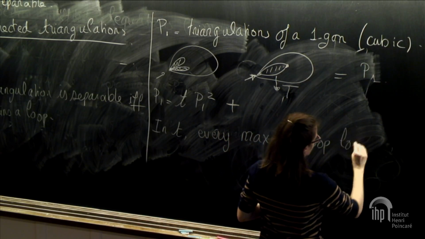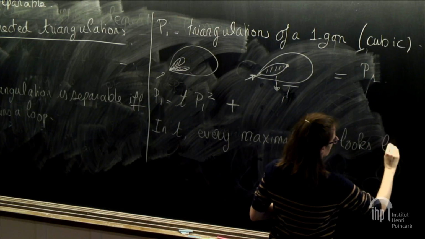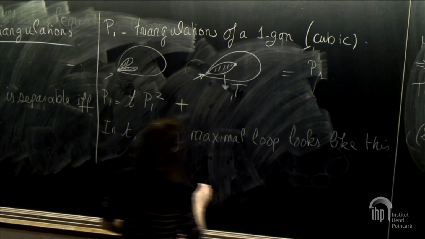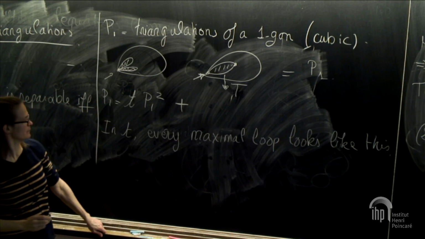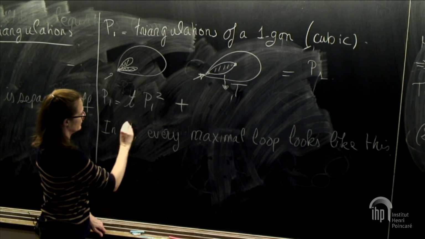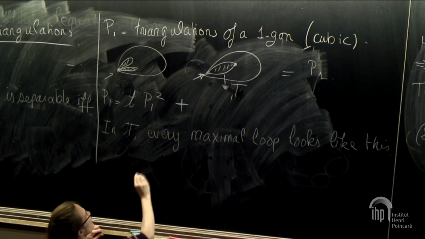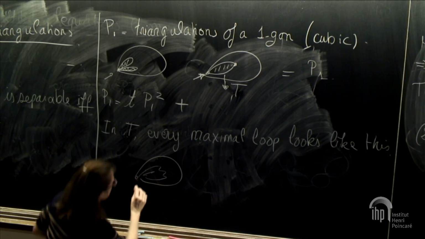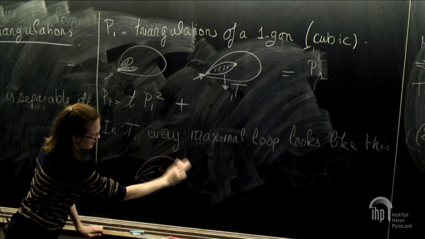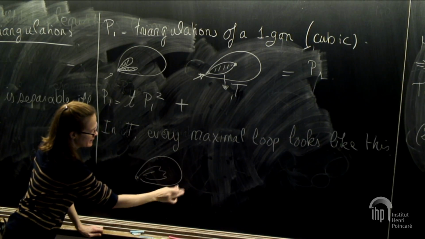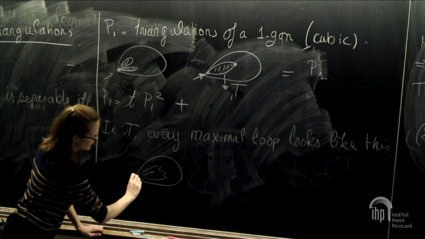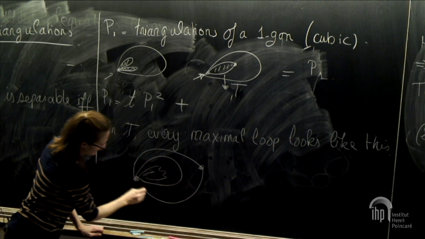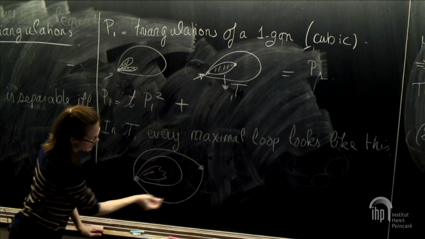So it looks like this. In T, yes, thank you. So I have this loop. There's something inside. And then here I have a face. I must complete this into a face of degree 2. And so I have something like that with a double edge.